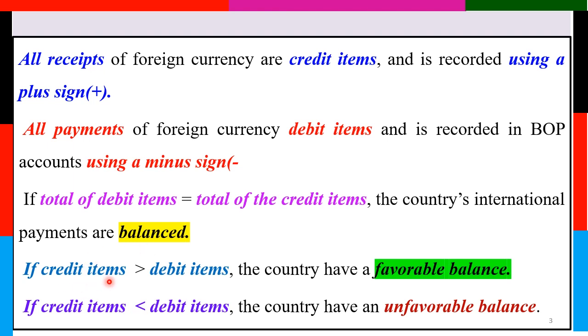If the credit items are greater than the debit items, then the country has a favorable balance of payments, because capital inflow, fund inflow, is greater than fund outflow. If the credit items are less than the debit items, the country has an unfavorable balance of payments. Why is it unfavorable? Because fund outflow is greater than fund inflow, which means debit is greater than credit.